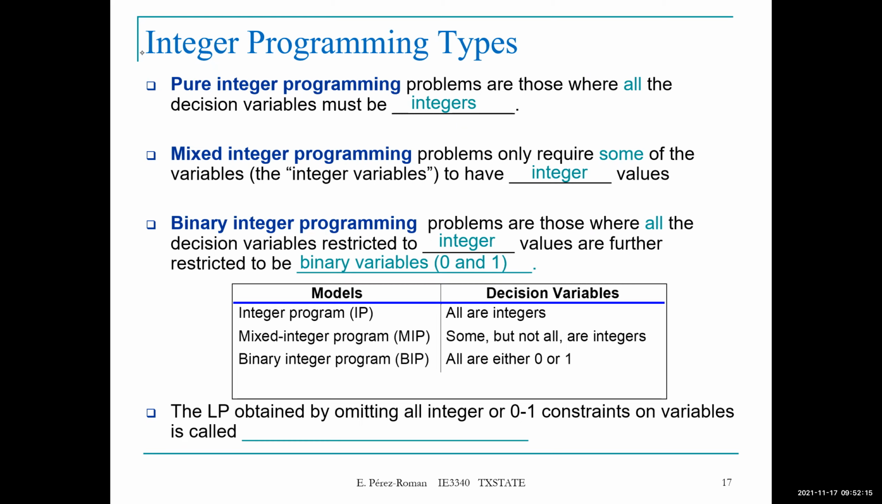So the LP obtained by omitting all integer or 0, 1 constraints on variables is called the LP relaxation of the integer programming model. What this is trying to say is, when we have an integer programming model and we want to get an idea of how the solution will look, we can relax the constraint that makes the decision variables integers and solve the problem as a linear programming model. That's what's called the LP relaxation of the integer program.